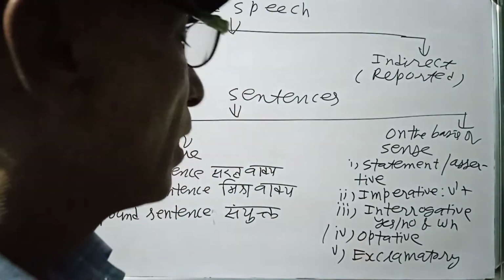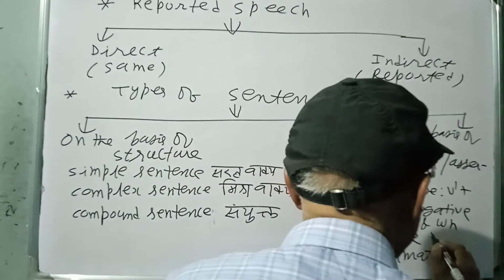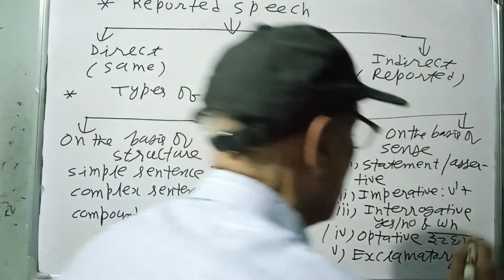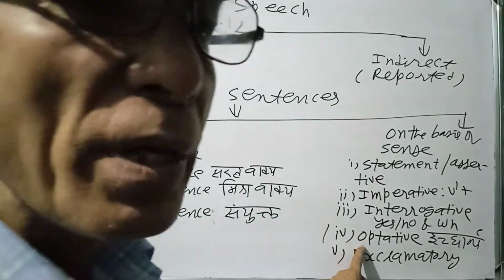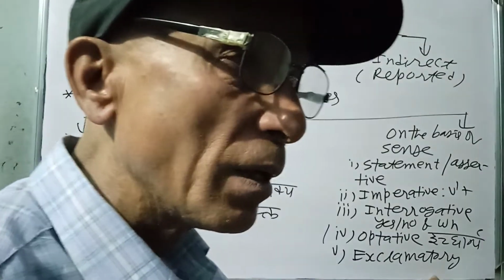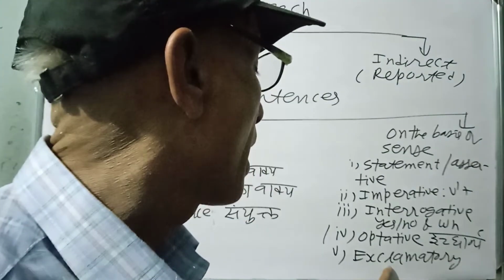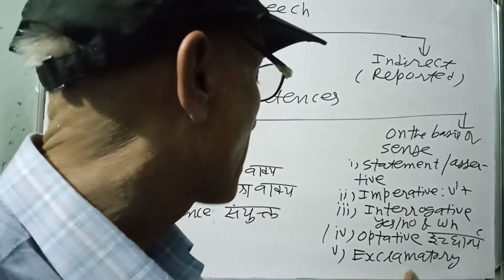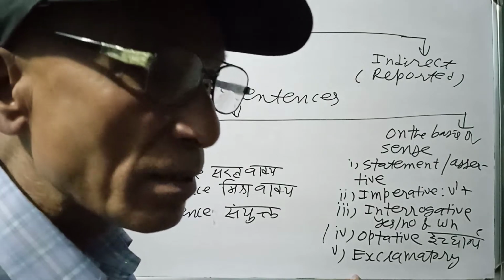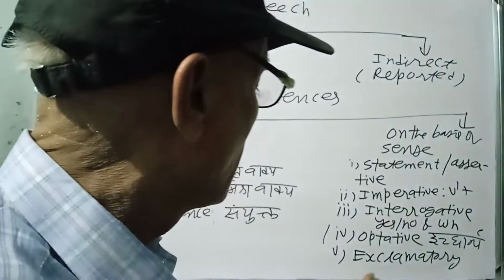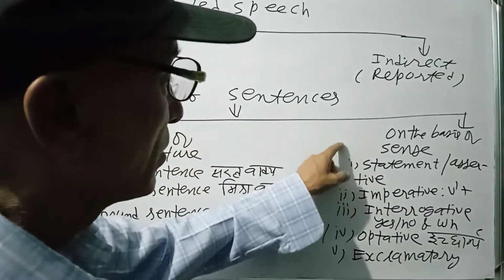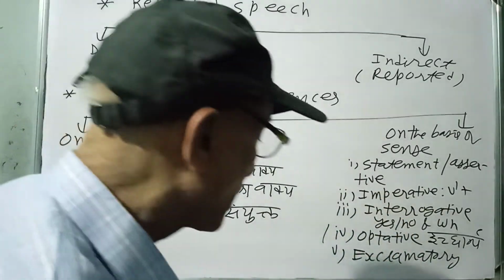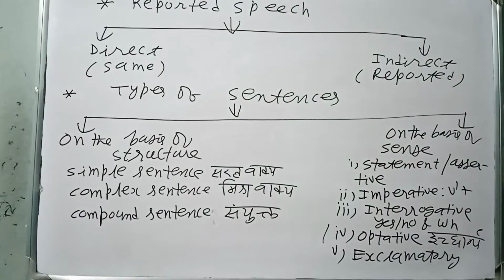Optative gives any wish, like, may you be happy. Exclamatory gives surprise, joy, happiness, unhappiness, etc. Hurrah, we have won the match. Alas, his uncle has died. So the sentences are statement or assertive, imperative, interrogative, optative, and exclamatory.